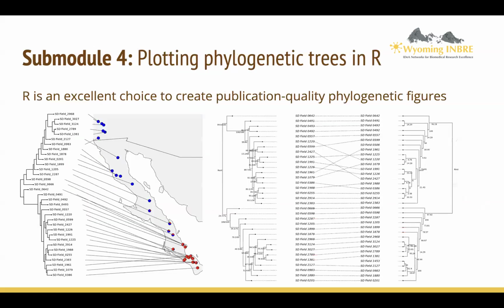This is where we like to use quartet or multi-species coalescent approaches to try to account for incomplete lineage sorting. And then finally, in submodule 4, we're going to be plotting these phylogenetic trees that we create. R is an excellent choice to create these publication quality phylogenetic figures. We'll go over a few different ways to plot them, such as plotting the phylogeny on a map if you're interested in biogeographical analyses, or similarly looking at gene tree discordance between two different tree methods. In this case, we have our SVDquartets and our IQ-TREE, and we can look at the discordance from that.